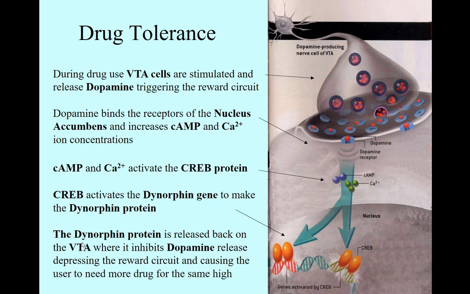What happens next is the dynorphin protein is released back onto the VTA cells where it inhibits dopamine release in a type of negative feedback, depressing the reward circuit and causing the user to need more of the drug for the same high. That is tolerance.